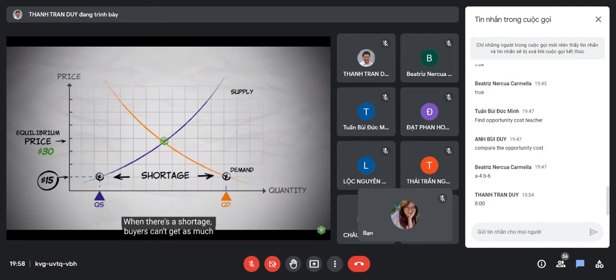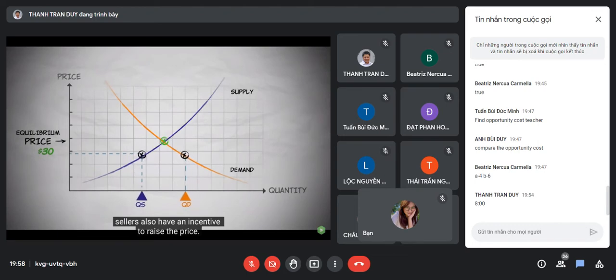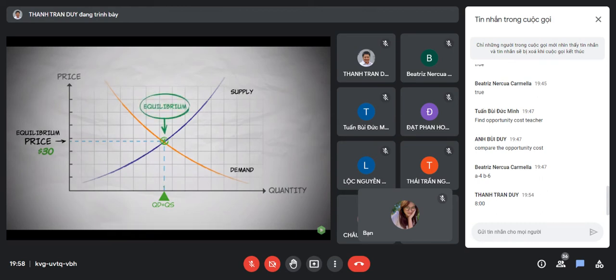When there's a shortage, buyers can't get as much of the good as they want at the going price, so they compete to buy more by bidding up the price. And now, since buyers are easy to find, sellers also have an incentive to raise the price. The price will continue to rise until quantity demanded is equal to the quantity supplied and equilibrium is reached.